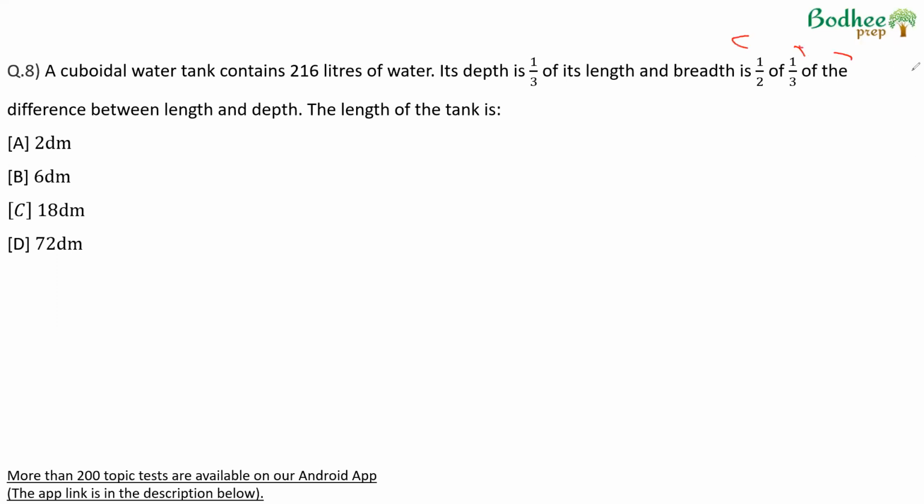A cuboidal water tank contains 216 liters of water. Its depth is one third of its length, and breadth is half of one third of the difference between length and depth. Length and depth difference should be a multiple of 6, so that there is no denominator. So let the length be equal to 9x. Depth is one third of this, therefore 3x.